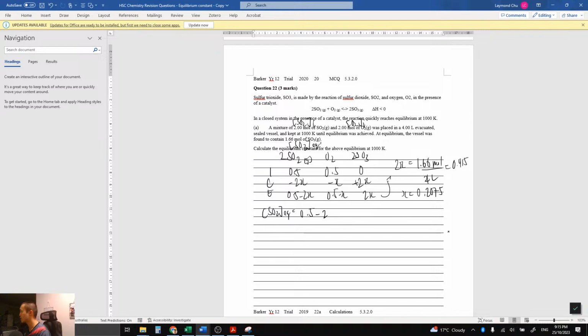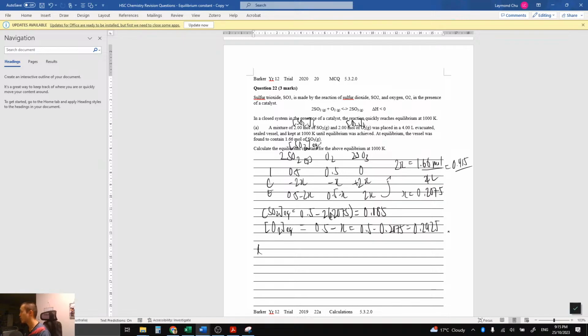Now we can sub it into these individual values. 0.5 minus 2x, which is 0.5 minus 0.415, is equal to 0.085. Our concentration of O2 at equilibrium is 0.5 minus x, which is 0.5 minus 0.2075, which is equal to 0.2925. Now we just sub it in. We know our SO3 equilibrium concentration is just 2x, which is 0.415.